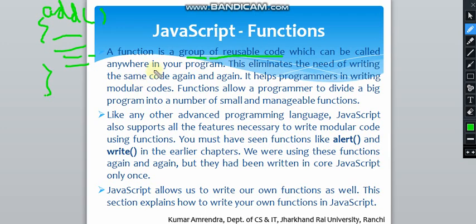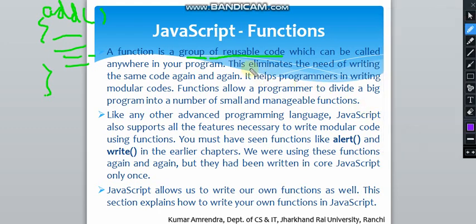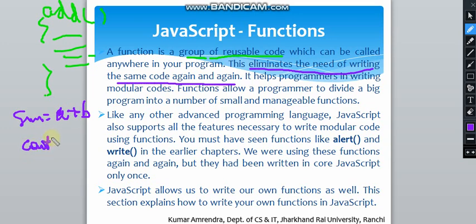And in this function, let's see this line, what it is saying: that this eliminates the need of writing the same code again and again. So if there is a particular code, let's see this example, the code for adding, and we have to use it again and again, then what we do is write this add code everywhere: sum equal to a plus b, and display cout sum equal to and the value of sum. So this code we write at every place. Before that we also write int a, b, sum equal to 0.